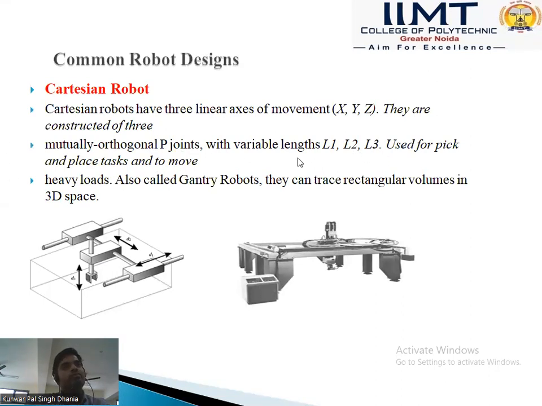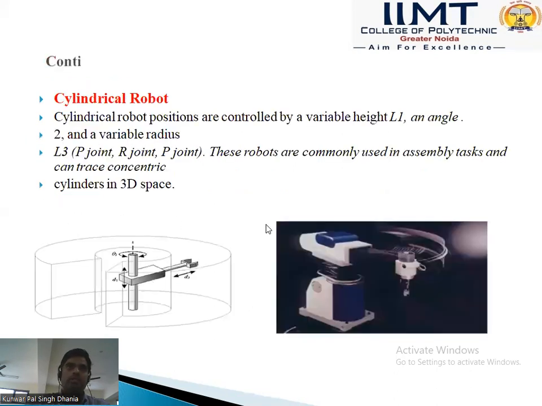It can move around the three axes. So this is called the Cartesian. It handles heavy loads and is also called a gantry robot. So the Cartesian robot is such a type.